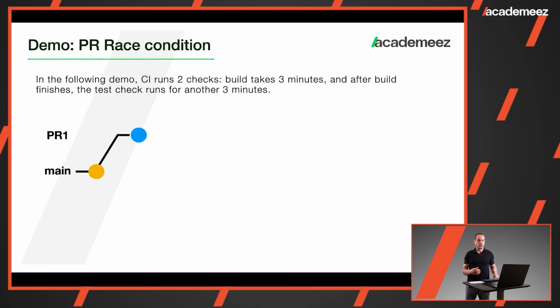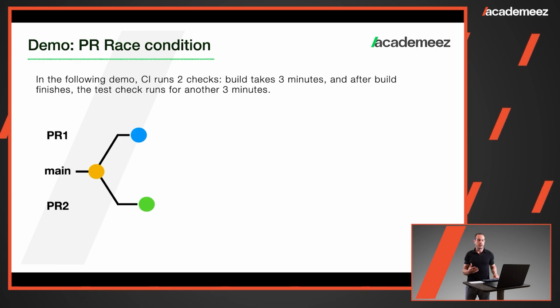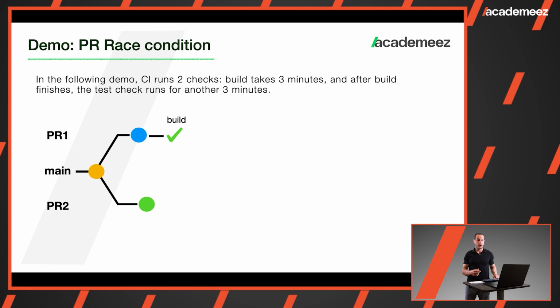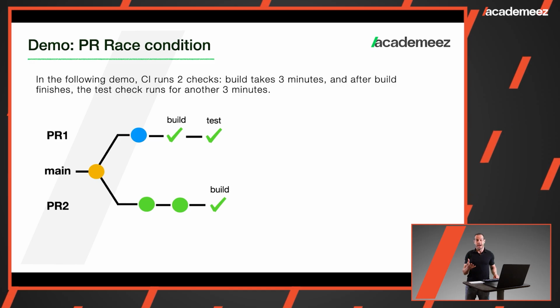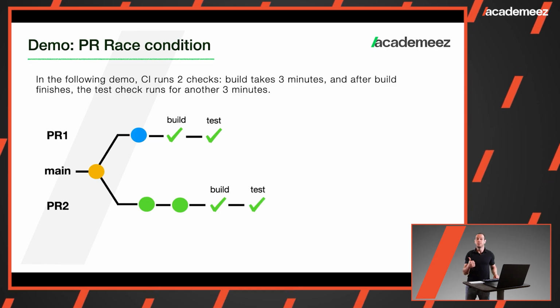If you have a main branch and you have a PR, let's call it PR1, and PR1 is doing several commits, and you have also PR2. Now PR1 is finished and is running checks. So it's running the build check and the test check, and they all pass. So PR1 is good to merge.